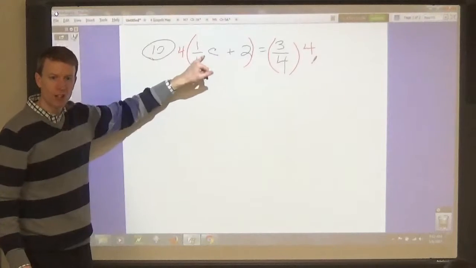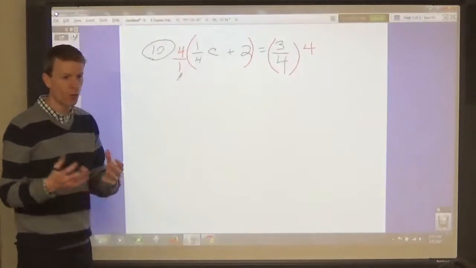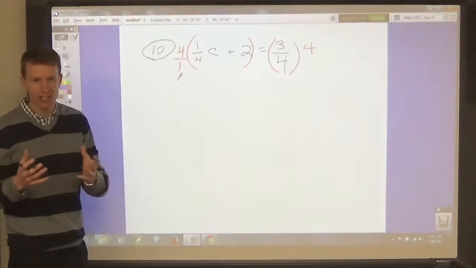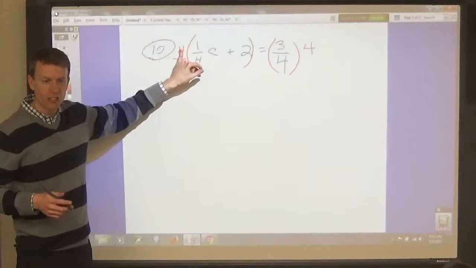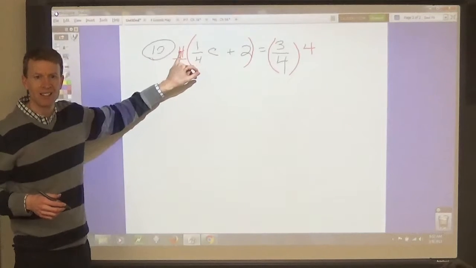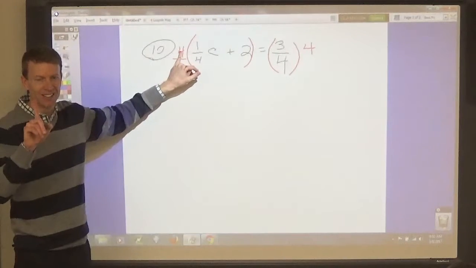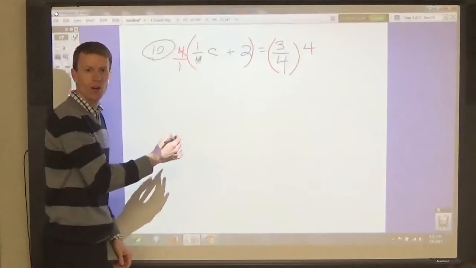If you multiply 4 times 1/4, 4 over 1 times 1 over 4, these are reciprocals. So this is just what, Daria? What are reciprocals equal to? They equal to the same thing: 4 over 1 times 1 over 4, they're equal to 1.